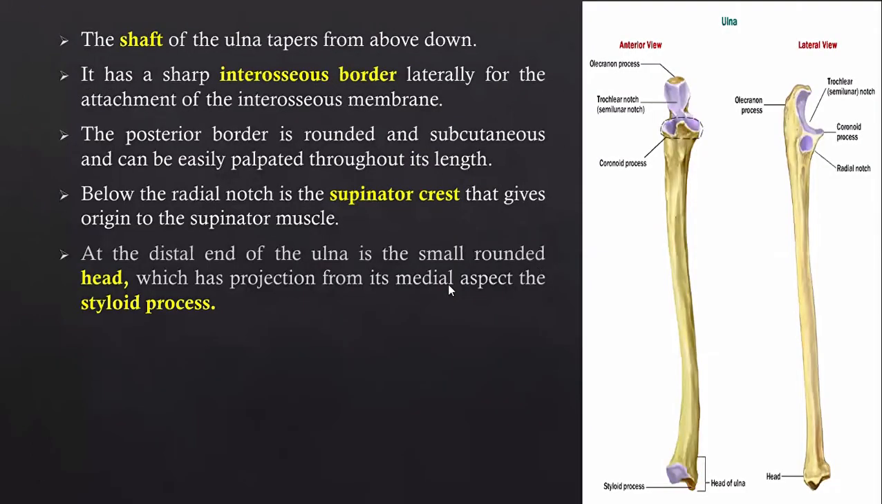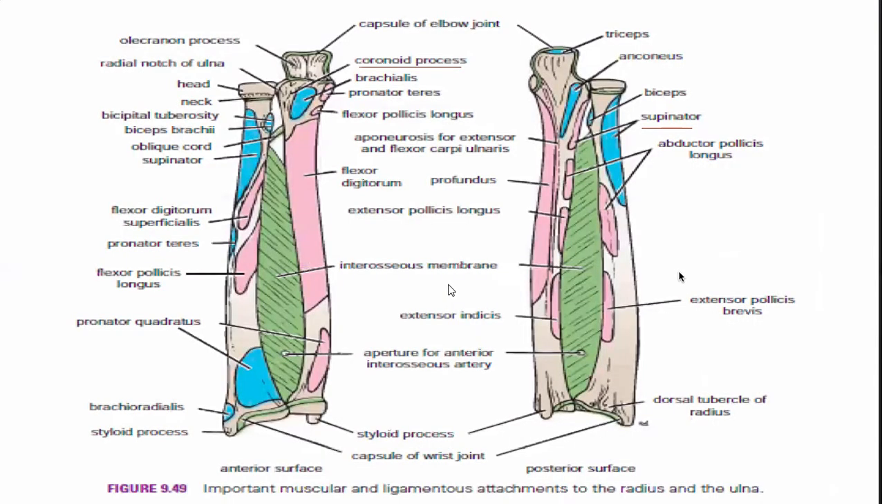The shaft of the ulna tapers from above down. So it has a sharp interosseous border laterally for the attachment of the interosseous membrane. The posterior border is round and subcutaneous and can easily be palpated throughout its length. Below the radial notch is the supinator crest. This is the area for the origin of the supinator muscle.